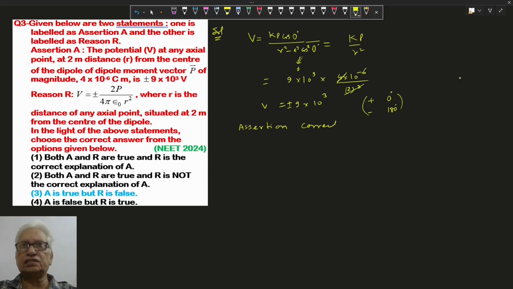Assertion is correct. Now reason. V is equal to what? Plus minus 2p upon 4 pi epsilon naught R square. This is wrong, because this is 2p cos theta. This is not for this axial position. So this is wrong. Reason is wrong. So option 3 is correct.